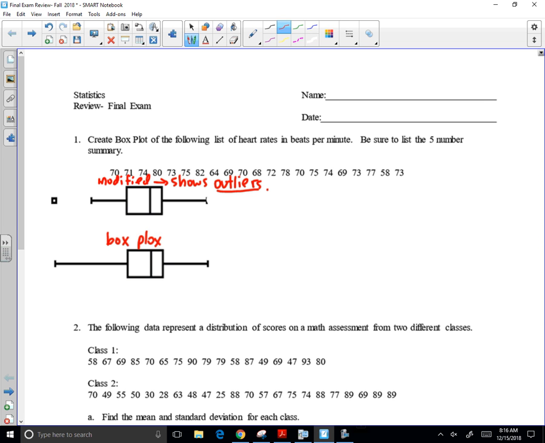Well, one is the modified box plot. This is the ordinary box plot. So I want the box plot. All right. So that's what has to go down on paper.